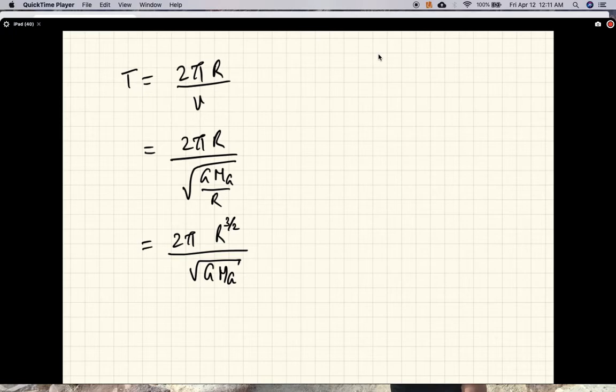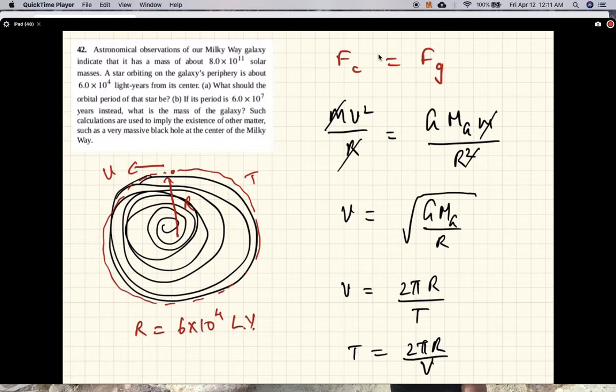Alright, now let's put in the numbers. 2 pi r to the power 3 halves. 1 light year, by the way, is the distance traveled by light in 1 year. So 1 light year is equal to the speed of light in meters per second, times 365 days, 24 hours, 3,600 seconds. That's 1 light year.